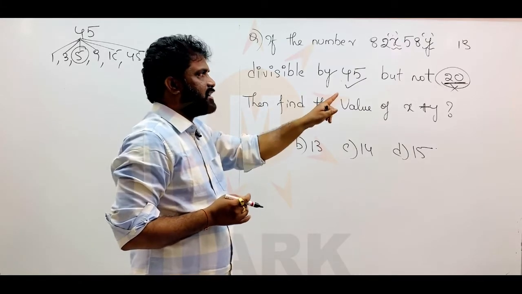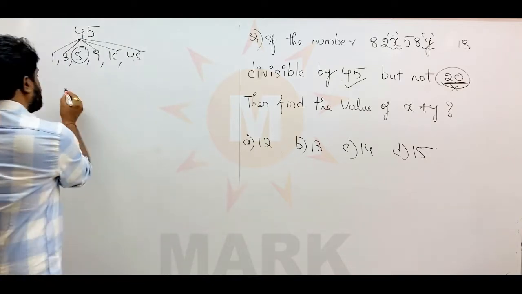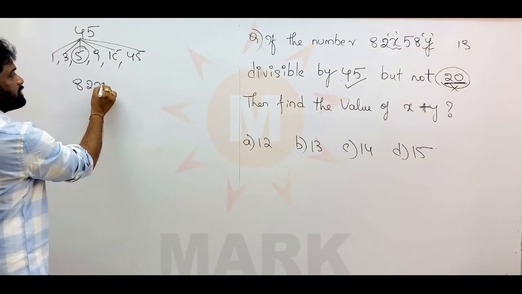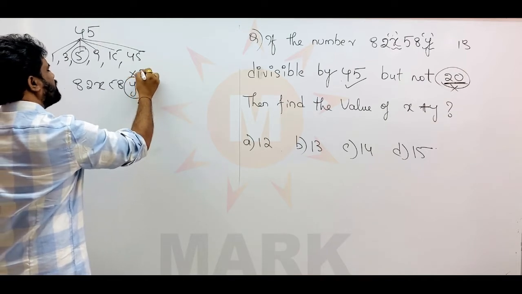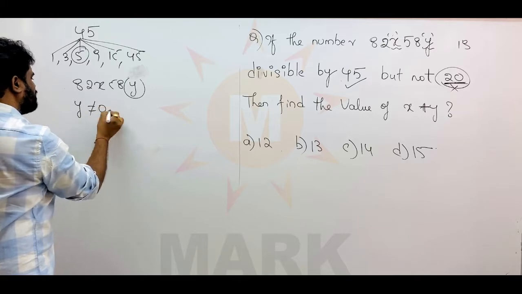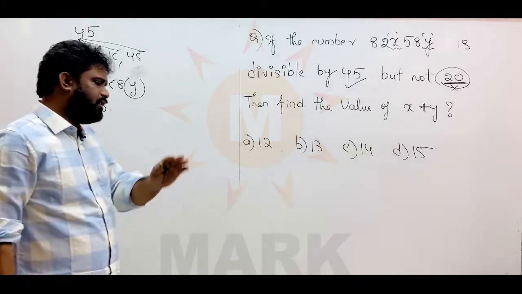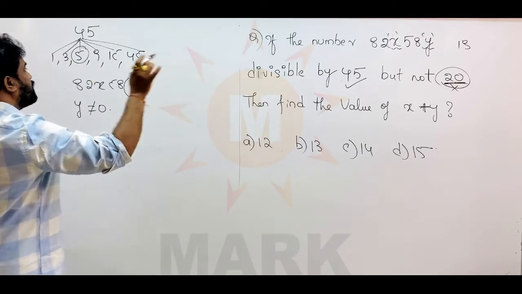So clearly we can understand that in 82x58y, the value of y cannot be 0. But now you can say, sir, yes, you told that it cannot be 0, but here 5 is there.